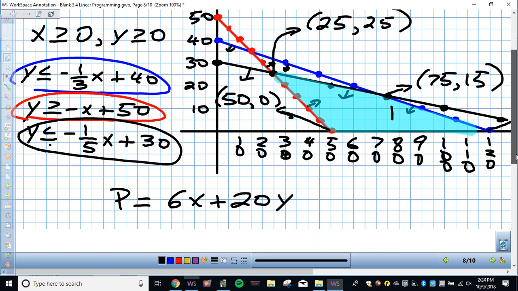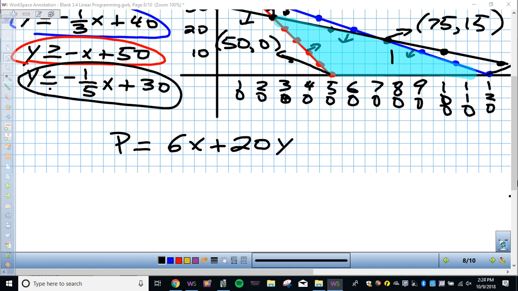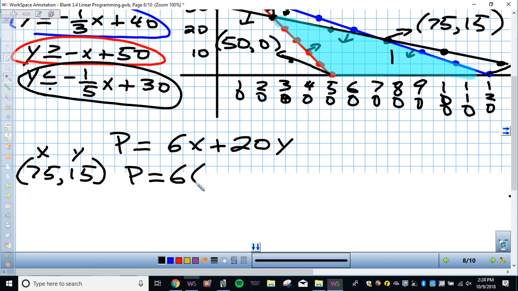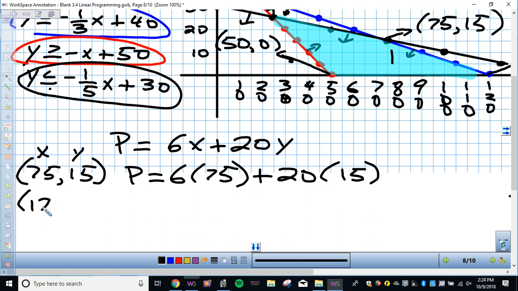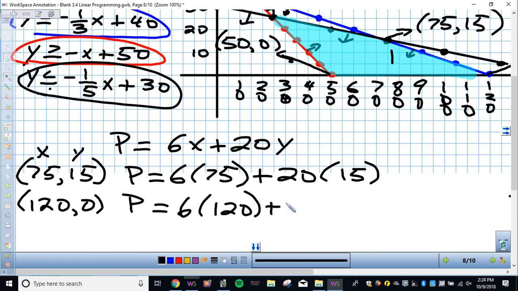All right, I'm going to plug in 75, 15 first, and then 120, 0. So 75 is your x value, 15 is your y value, and we're just going to plug in 6 times 75 plus 20 times 15. I'm going to plug in the 120, comma 0 point. So P equals 6 times 120 plus 20 times 0. That one equals 720.